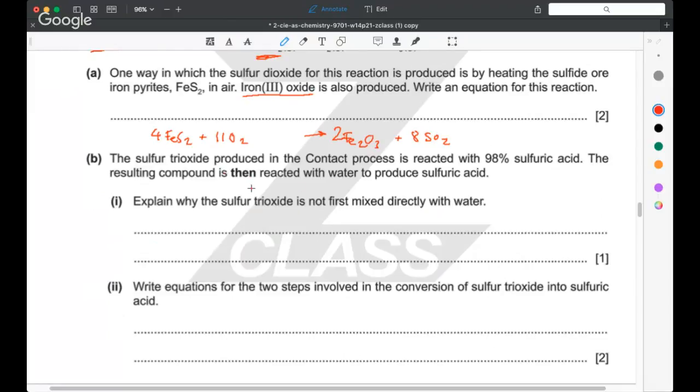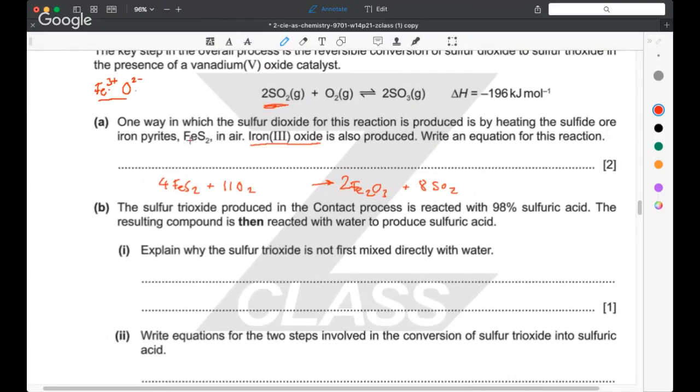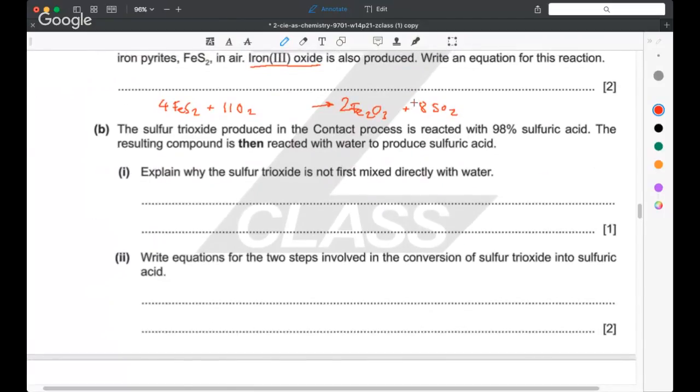All right, so now, once this sulfur trioxide has been made, why don't you just mix that direct with water to make sulfuric acid? The examiner is looking for 2 points here: if you just put sulfur trioxide into water, then the reaction is too exothermic. Too much heat is produced, and you get a mist, or a fog, of acid fumes. Now that's dangerous, so you don't want to do that.